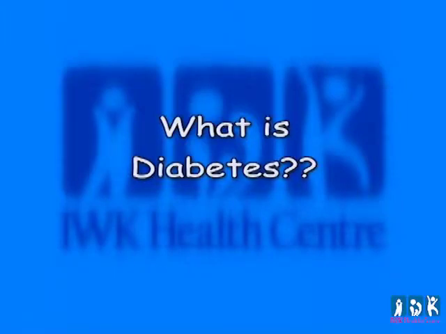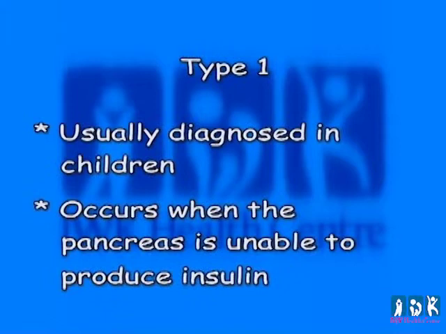What is diabetes? There are two types of diabetes, type 1 diabetes and type 2 diabetes. For the purpose of this presentation, we will be focusing mostly on type 1 diabetes. We will introduce type 2 diabetes. Type 1 diabetes is a type of diabetes most commonly seen in children.